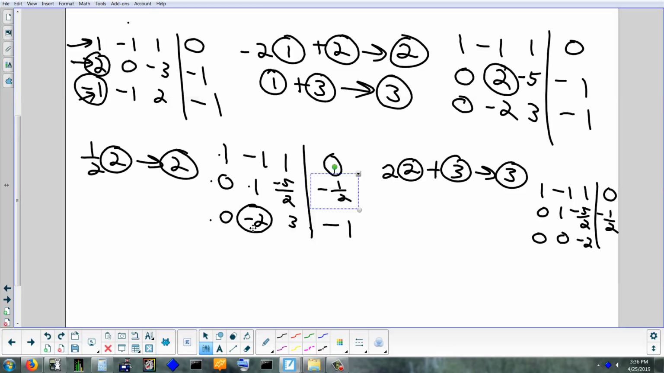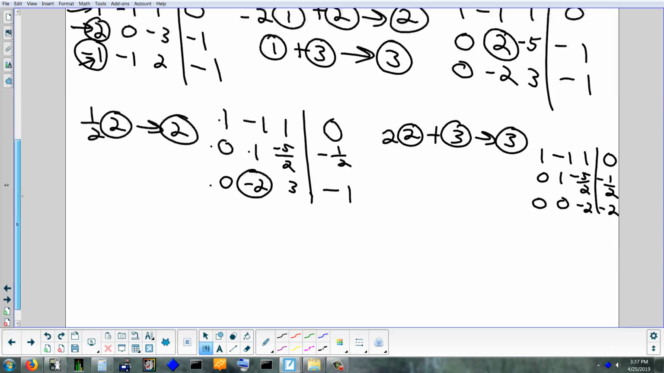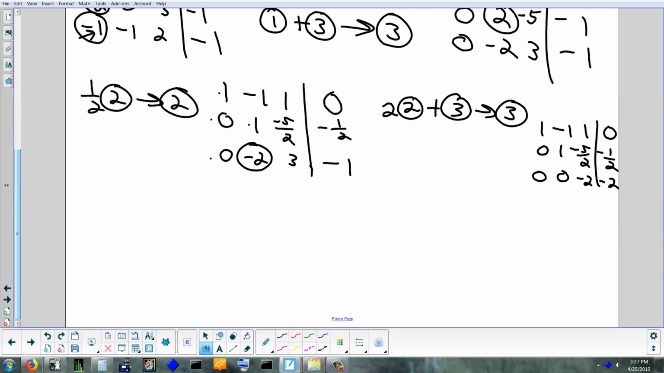So you're plugging that in. You're just multiplying everything, you're basically doubling everything in that row and then adding it to the one below. So, yeah, negative 1. So double negative a half, you get negative 1 plus negative 1. Negative 2. Negative 2. All right, so now we're down to our last step.